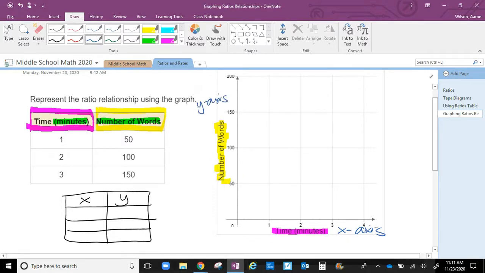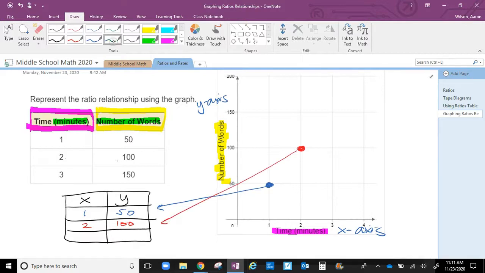So we're going to take these points and basically plot them. The first one we have is 1 to 50. So we find our x-coordinate, which is 1 under time, and 1 over and 50 up. So there's our first point, 1 comma 50. And the next one reads 2 to 100. So that means in 2 minutes you will type 100 words. And the last one, 3 minutes gives you 150 words. So 3 over and 150 up.